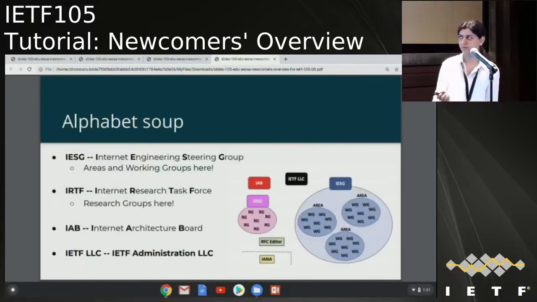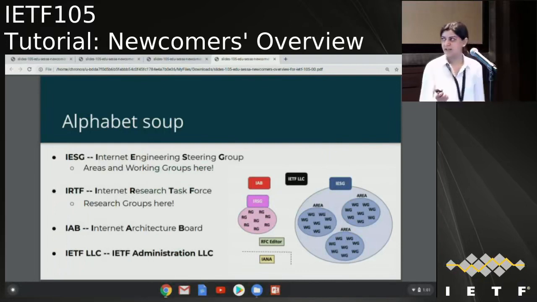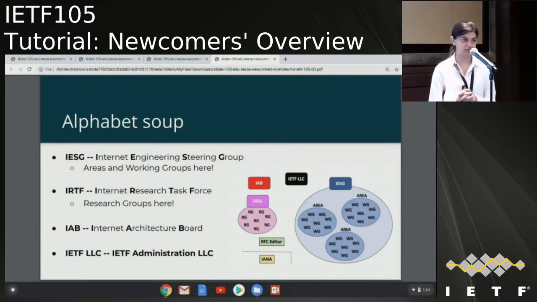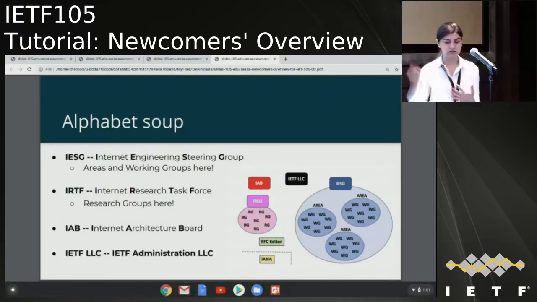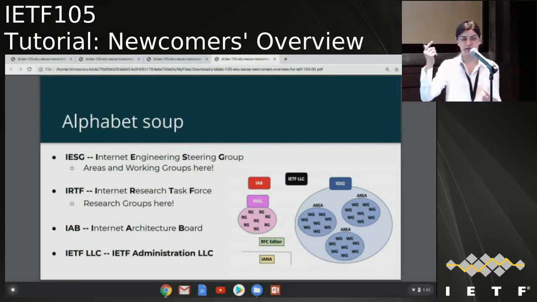Okay, this is interesting. As a newcomer here this week, you're going to get a lot of acronyms. I would suggest you do not pay too much attention to all of them. A little bit is fine. If you're mostly interested in the technical side, on the previous slide on the technical areas, you should dig deeper into it.